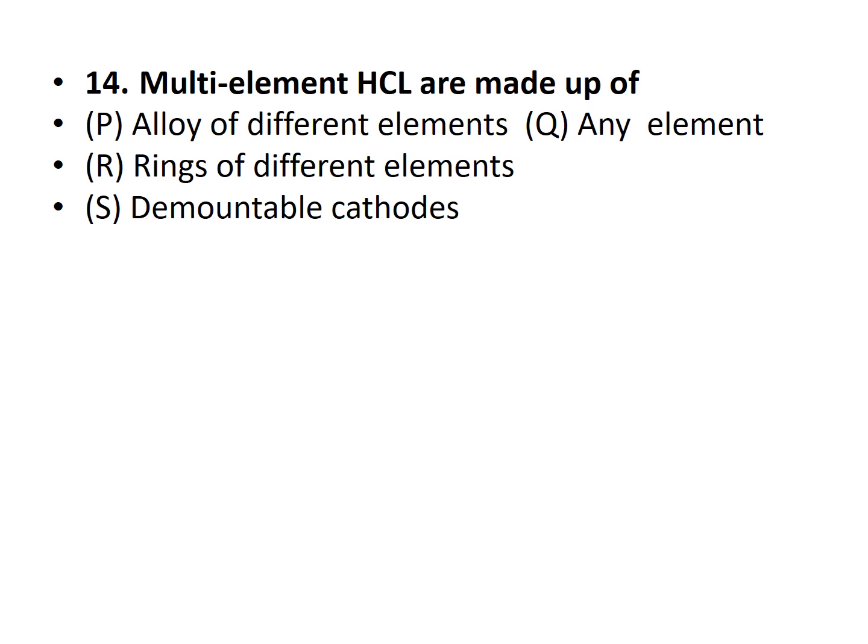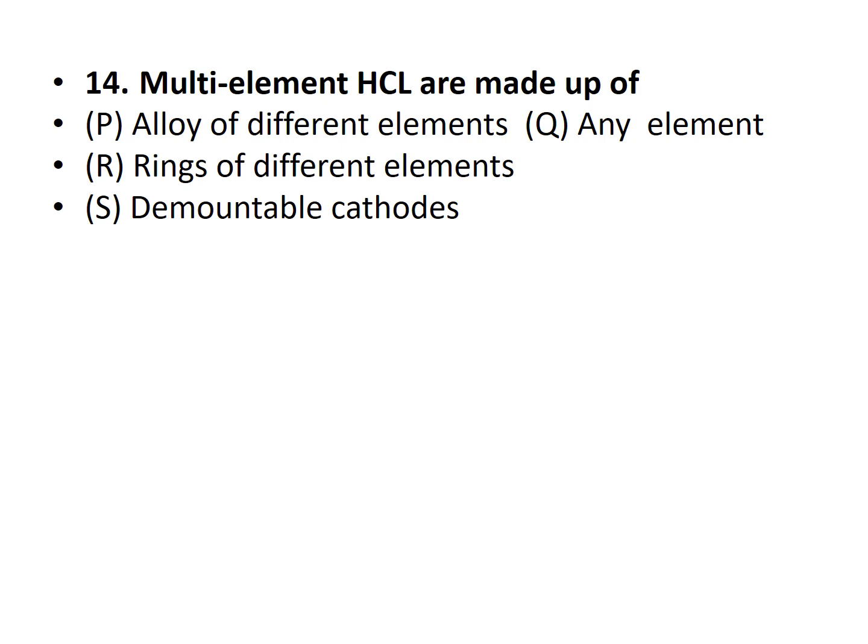So here is the next question. Multi-element hollow cathode lamps are made up of. Usually hollow cathode lamps are made up of a single element, but these days multi-element hollow cathode lamps are also available. For this purpose, the cathode is definitely made up of different elements, and these may be in different forms. So let's see the different options.